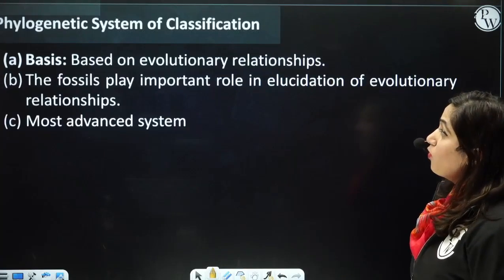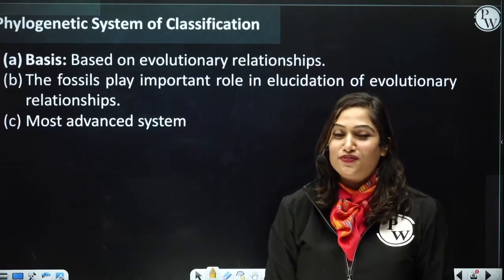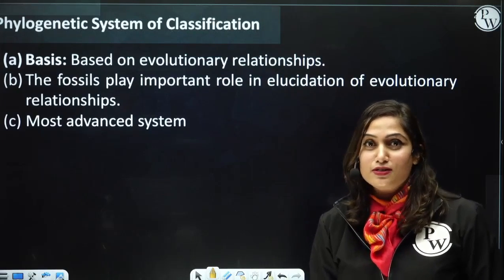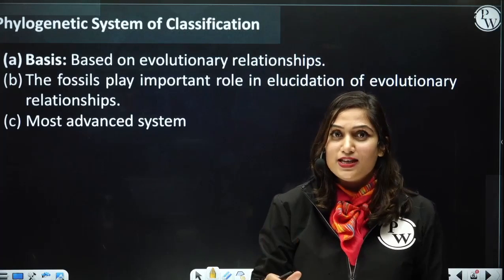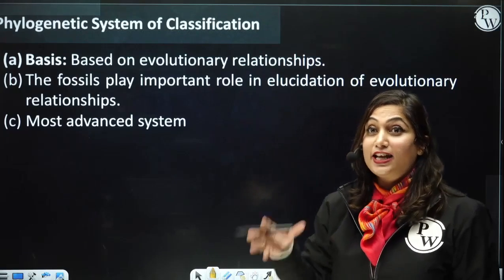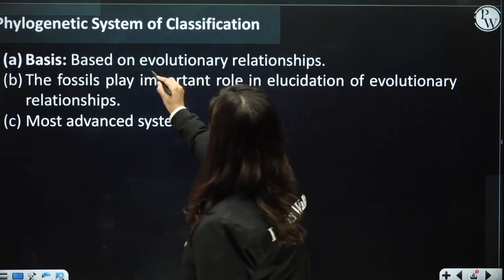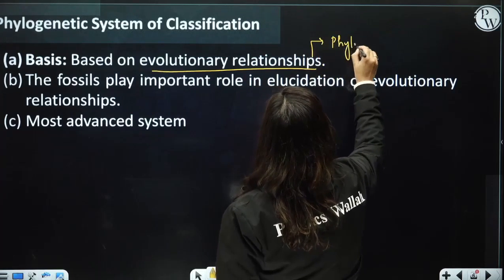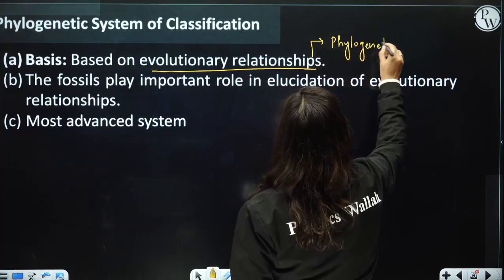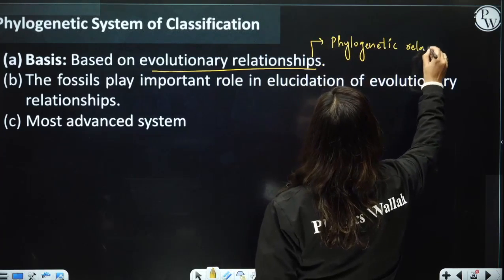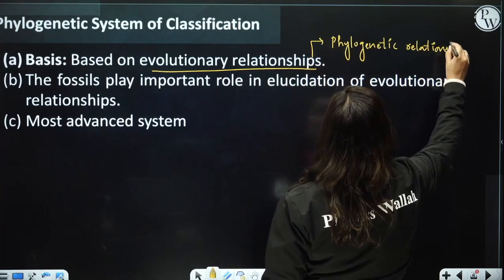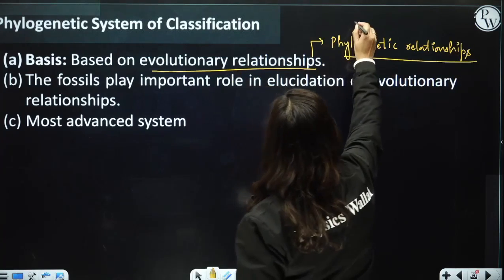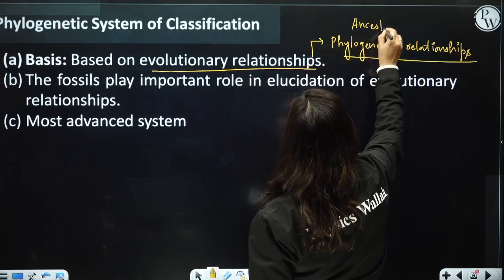And then the most advanced one is the phylogenetic system of classification. It is based on fossil records. It is based on phylogenetic relationships. Evolutionary relationships are also called phylogenetic relationships. That means the evolutionary history, the ancestral history.